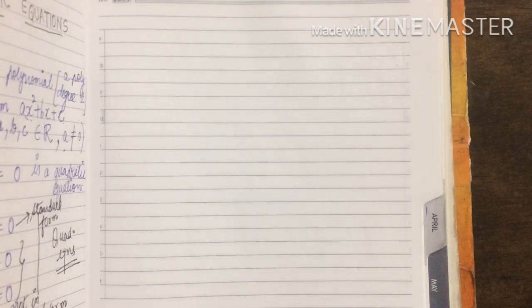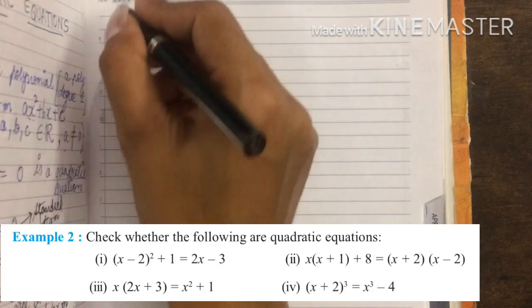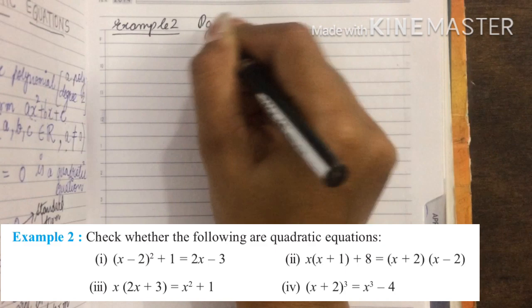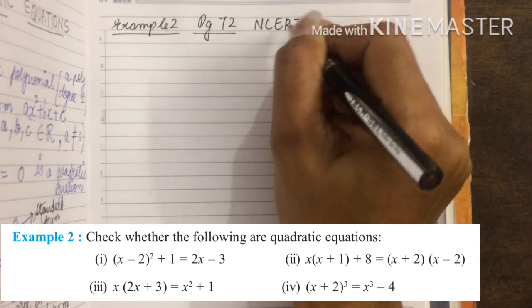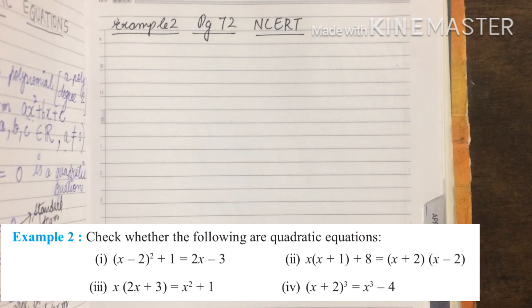And before we do exercise 4.1, we are going to do example number 2 from page number 72 of your textbook. Example 2, page 72 of your NCERT textbook. Now the question is, check whether the following are quadratic equations. Now it's a simple question, but you cannot give the answer just by looking at the equation. You have to simplify your equation and reduce it to standard form, and then see whether or not it is a quadratic equation. And you will see it in the parts that we are going to solve.